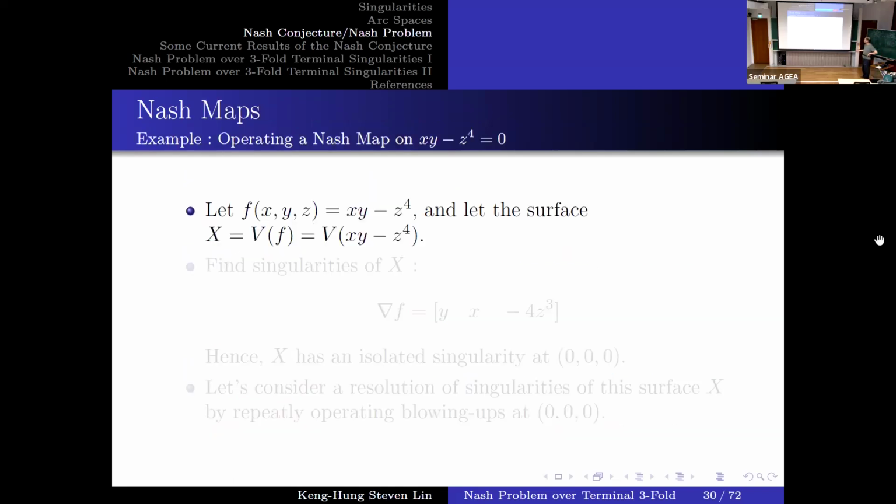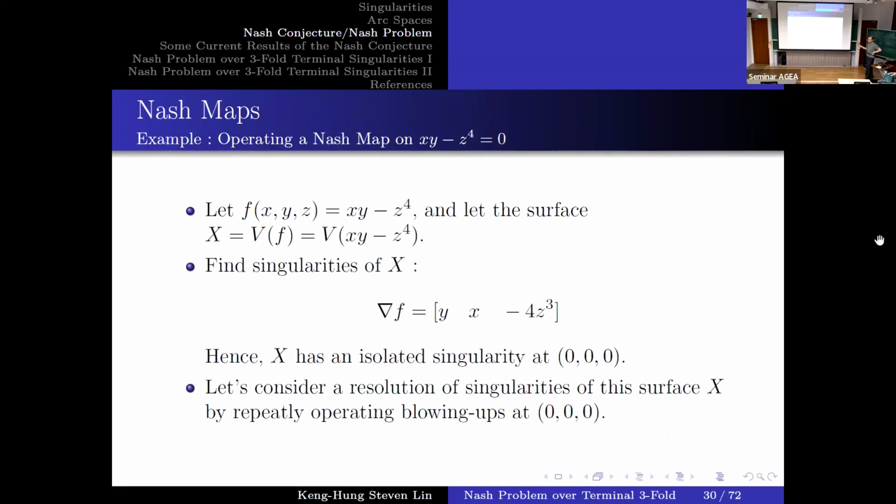Okay, there's a very common example that you can try to solve. You can try to describe the Nash map of this example. For this type of singularity, you just need to apply two blow-ups to resolve the singularity. Then you can consider the Nash components of such X and see which Nash component corresponds to which divisors. But let me skip this.